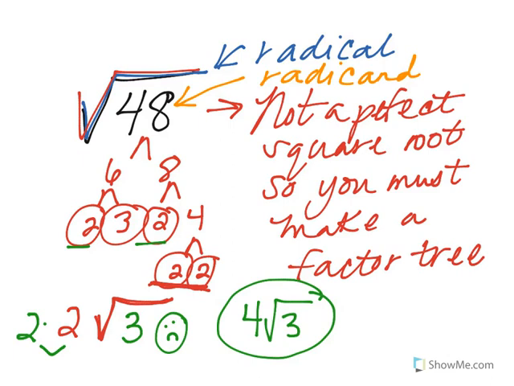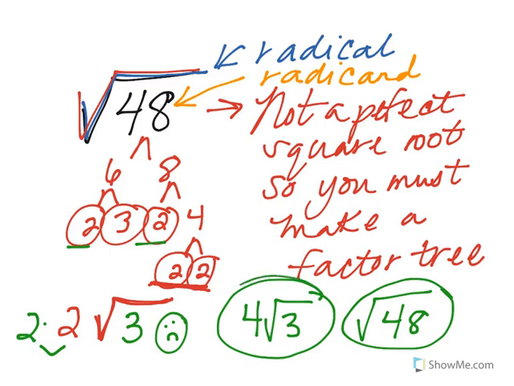So whether you put the square root of 48 in your calculator or 4 times the square root of 3, either way you're going to come up with the same number, because this represents the square root of 48.